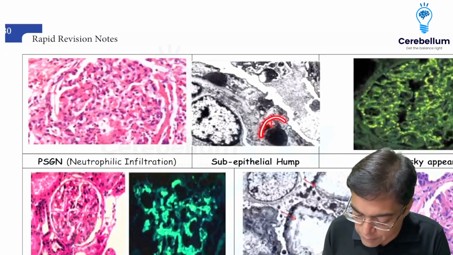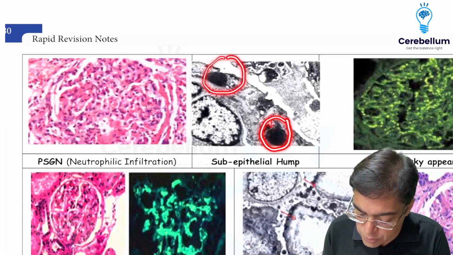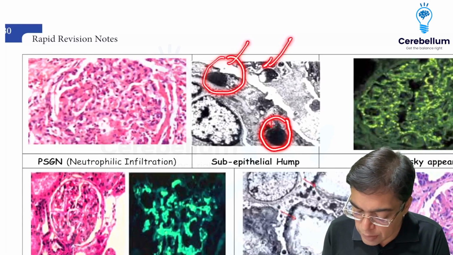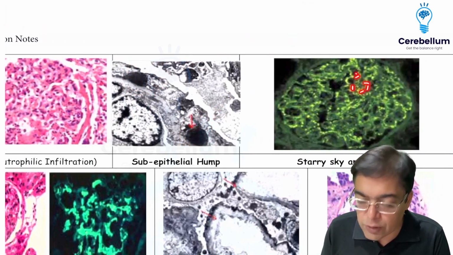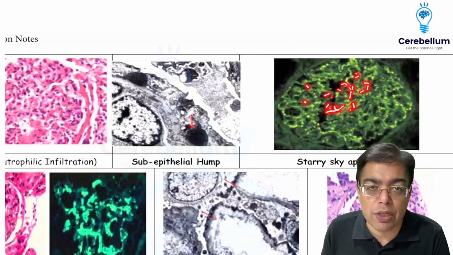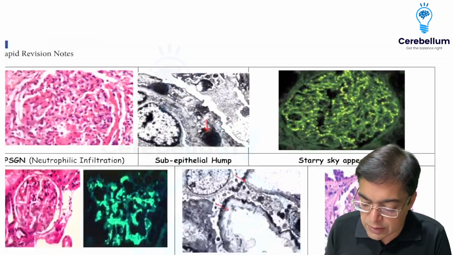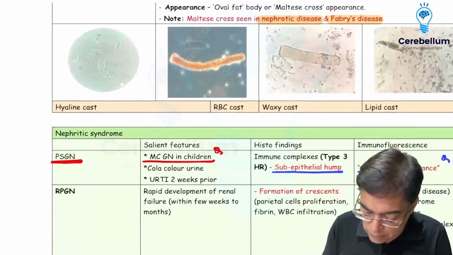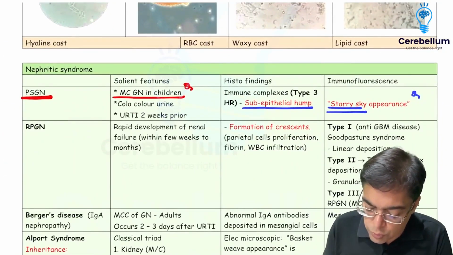And this is the characteristic feature that you're going to be observing over here, the presence of a subepithelial hump. So the subepithelial hump is pretty much characteristic over here. Immunofluorescence reveals a granular pattern, which is what I was sharing with you, the example of a starry sky appearance.